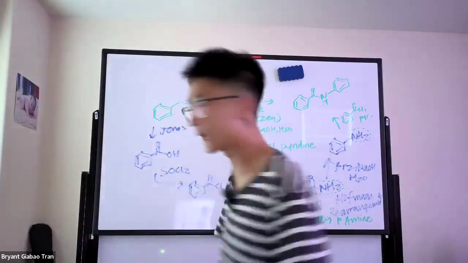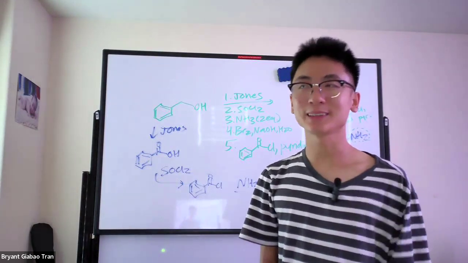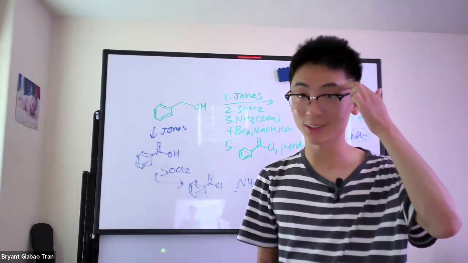What is that reaction called? The acid chloride to amide? Acid chloride to amide is amide formation from acid chloride. There's no specific name for it. It's just amide formation from acid chloride. Nucleophilic acyl substitution, that's the mechanism type.